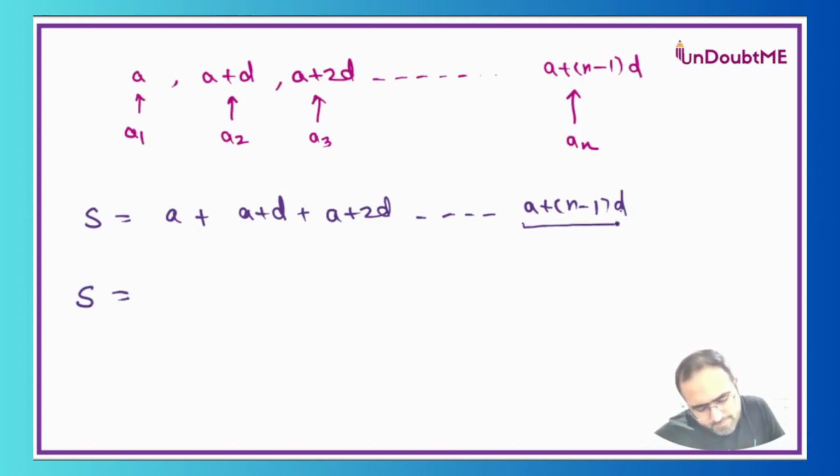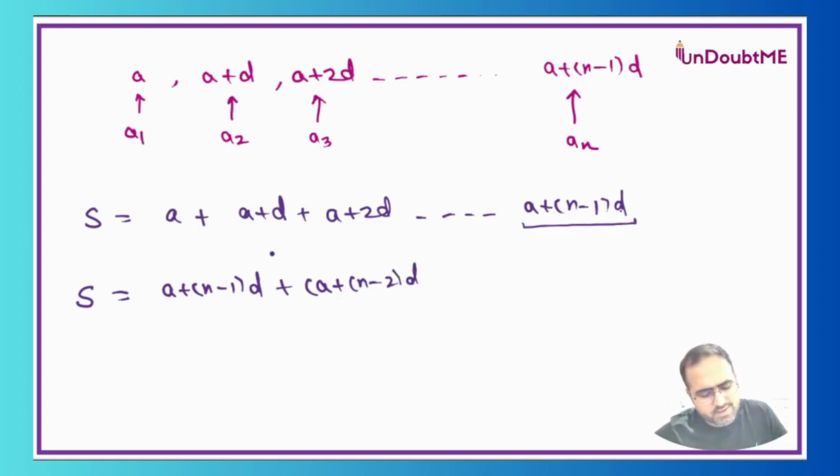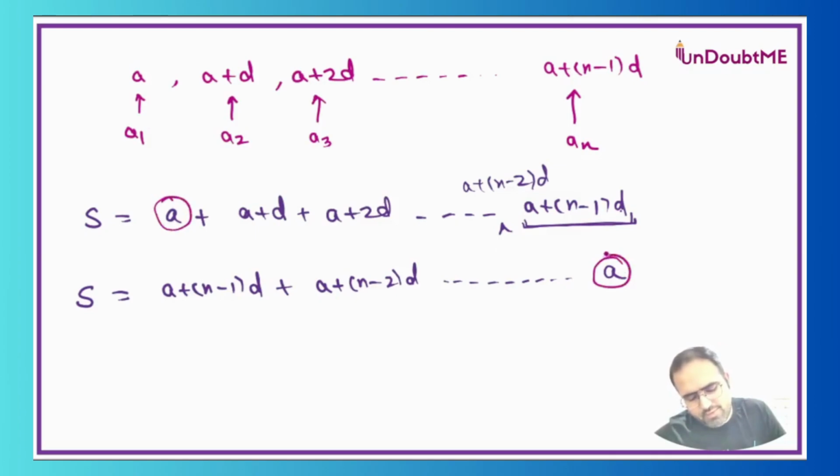First term will be written over here, a plus n minus 1 d. Then second term will be a plus n minus 2 d. If the last term is a plus n minus 1 d, then the second last term will be a plus n minus 2 d, and so on. Like that it will go on till the last term, which is a. So this is a and this is a. What we have done is just reversed the order of terms and rewritten it. And then we will add them.